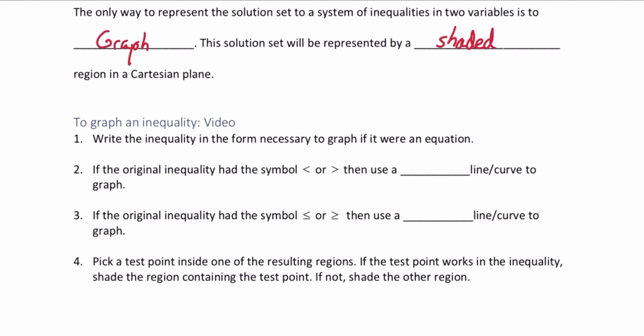Step 2. If the original inequality has the symbol less than or greater than, then we're going to use a dotted line or curve. If the original inequality had the symbol less than or equal to or greater than or equal to, then we use a solid line or curve. Next, we will pick a test point inside one of the resulting regions. If the test point works in the inequality, shade the region containing the test point. If not, shade the other region.